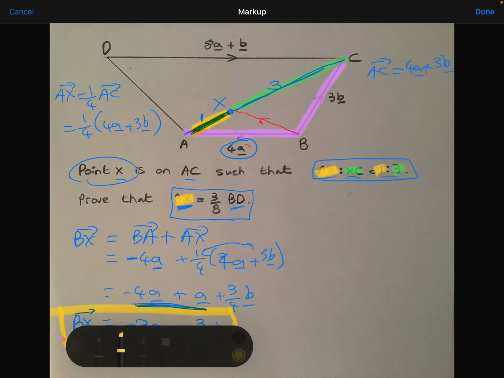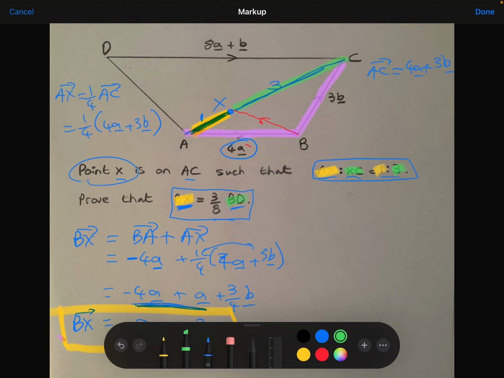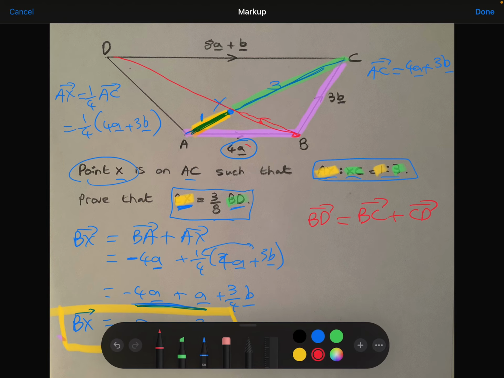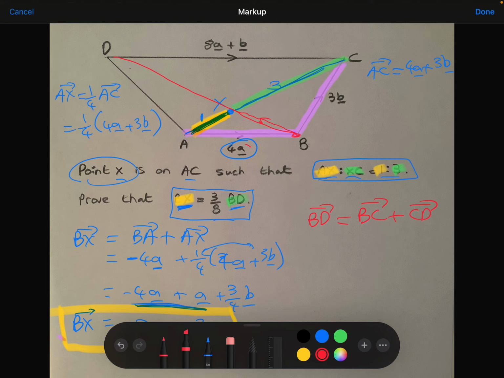Now let me get an expression for BD, and then I'm going to try and compare them and show that BX is 3/8 of BD. So I'll do BD in red. Now BD, so that's from here all the way up to there. I could write that as being B to C plus C to D. So if I was to highlight that onto my diagram, it's B to C plus C to D.